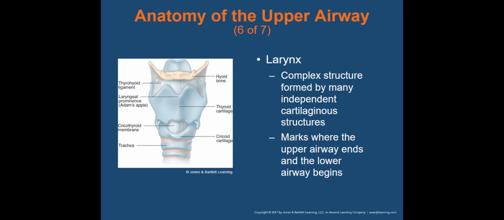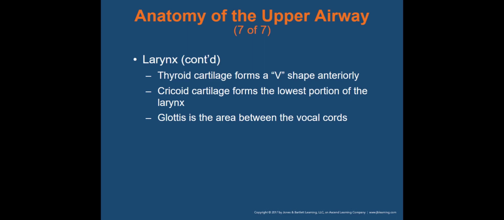The larynx is a complex structure formed by many independent cartilaginous structures. It marks where the upper airway ends and the lower airway begins. So it's at this junction at the larynx that the upper airway ends and the lower airway begins. The thyroid cartilage forms a V shape anteriorly. The cricoid cartilage forms the lowest point of the larynx, and the glottis is the area between the vocal cords.